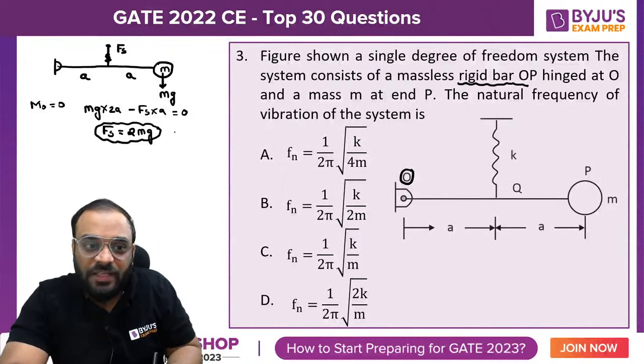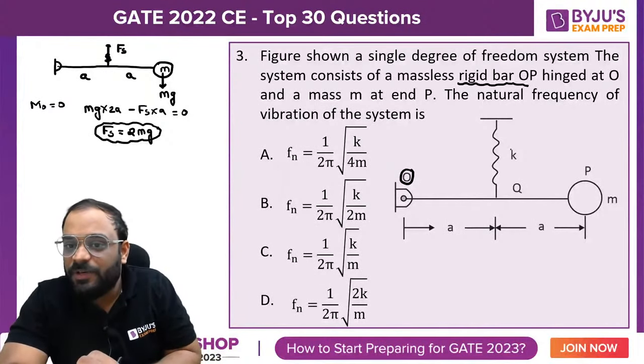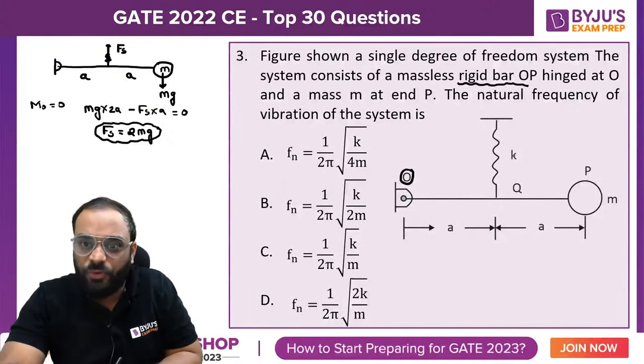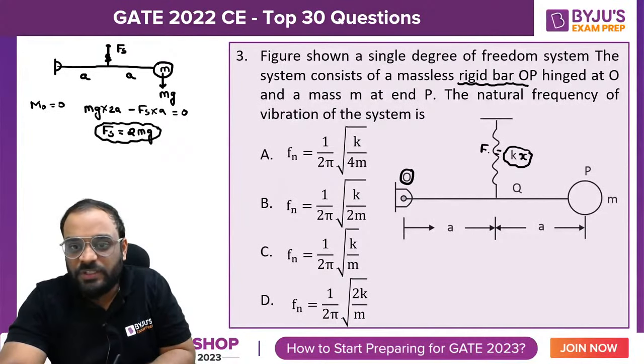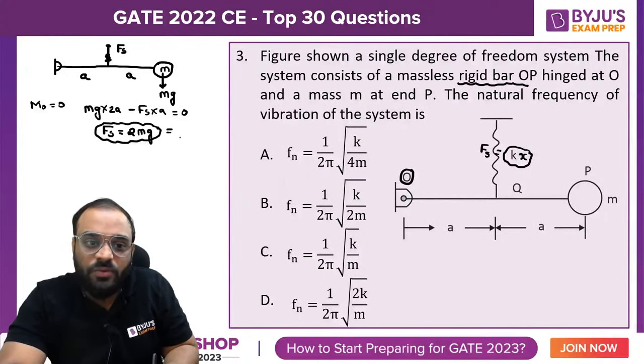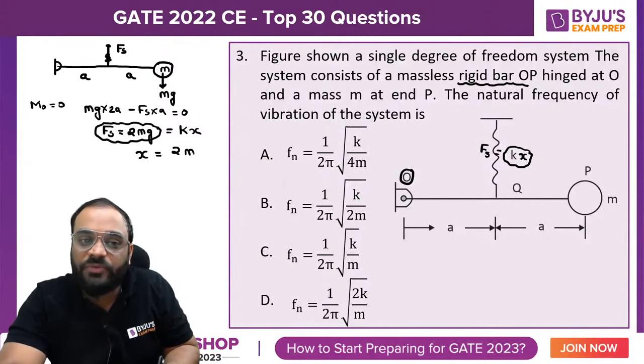You know that, guys, in this particular spring, there is some force, and that particular force is nothing but displacement into stiffness, right? That will become our spring force. So this spring force, we can write, 2mg is equal to kx. And in this case, what will be the value of x? x is equal to twice of mg divided by k, correct?